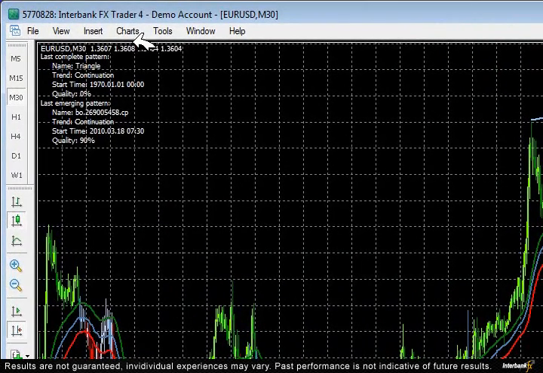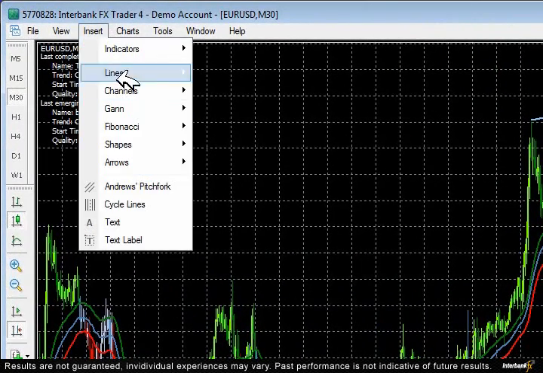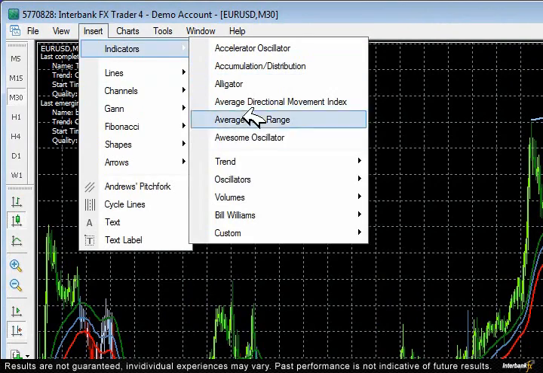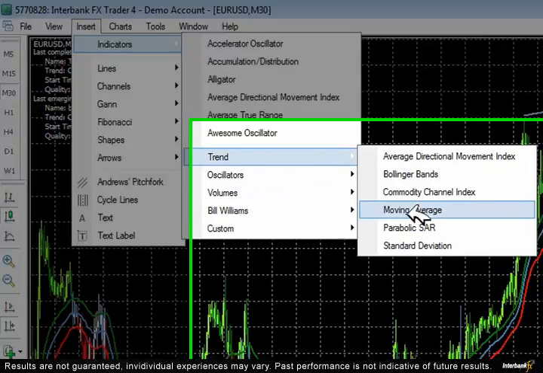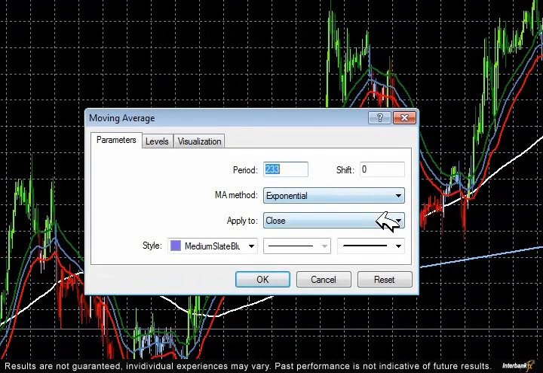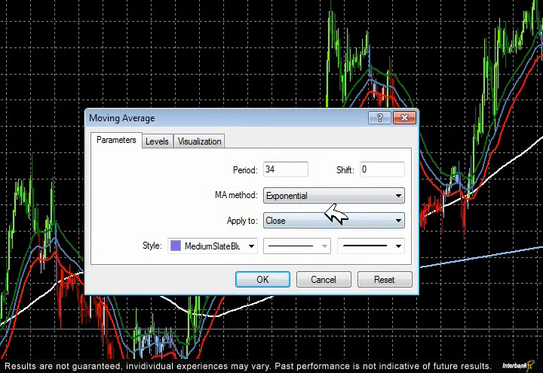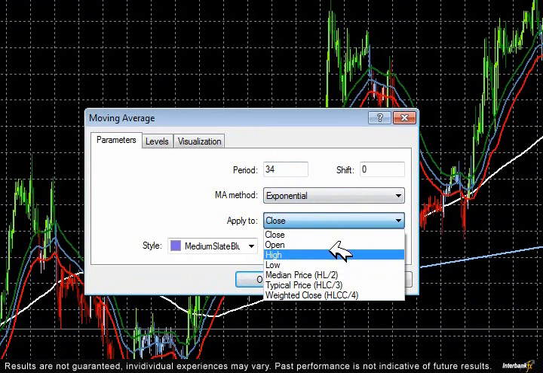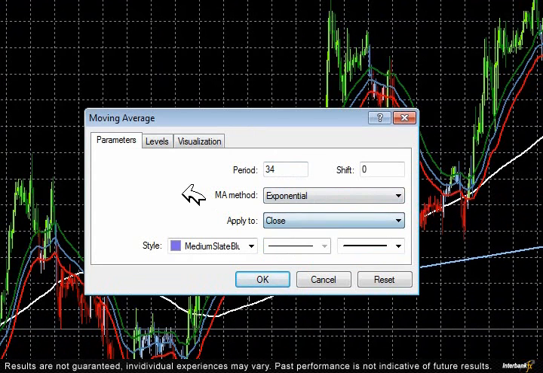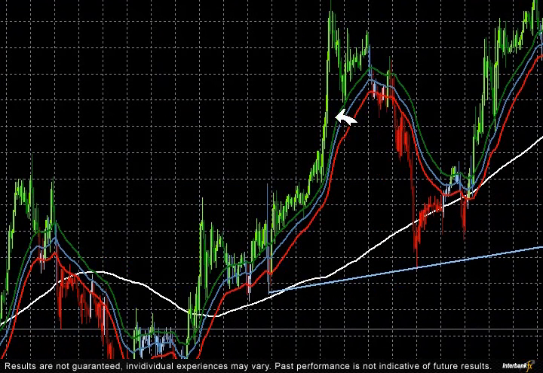And you can do that right within your IBFX platform under Insert Indicators, Trend, and Moving Average. And you can see here, you can set your period to whatever. You can set the MA method to exponential. Okay, so here we're talking about 34 exponential, and then you can see you've got the high, low, and close. And again, you're going to do this 3 times. So you'll notice that I've got a blue, a green, and a red line that represents the high, the close, and the low.